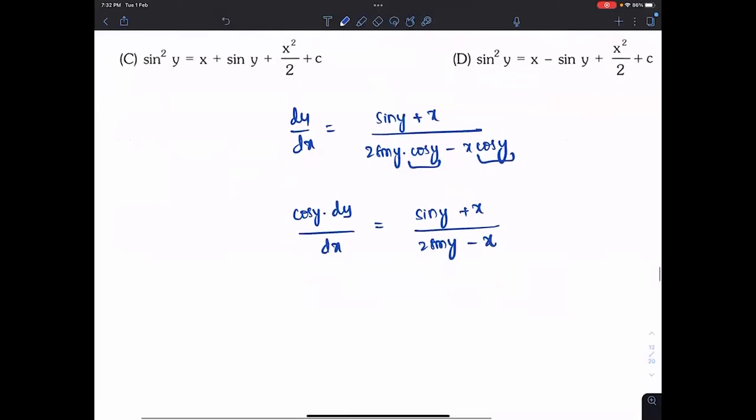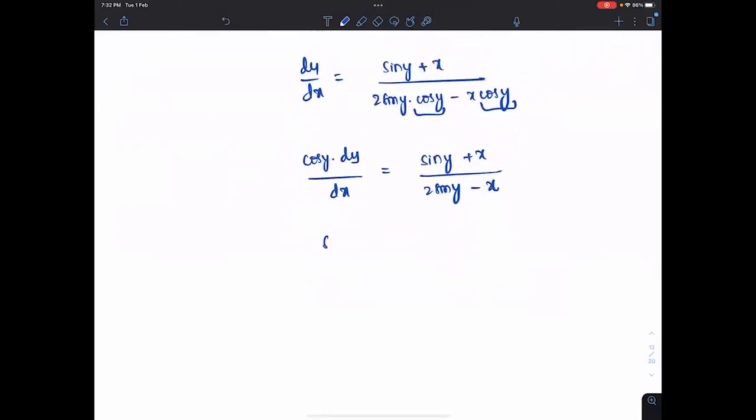Now, simple. Take sin y as some variable, let's say that variable is t. Then what will be cos y dy? It will be dt, just like in integration. So dt by dx will be equal to (t + x) by (2t - x).